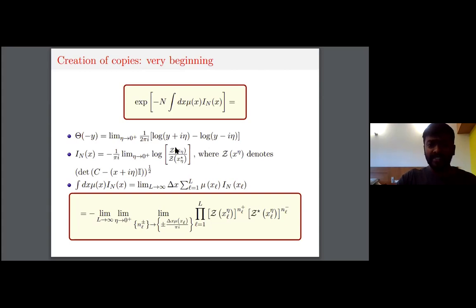Using this expression, the fraction of eigenvalues can be represented in terms of the log of z by z of x star, where z is the square root of the determinant of the random matrix minus x star, x eta, times the identity matrix. Using this representation, and discretizing this integral into L boxes, we can rewrite this expression in terms of z. Here, delta x times mu divided by pi i is denoted by NL plus, and the minus of delta x mu divided by pi i is NL minus.